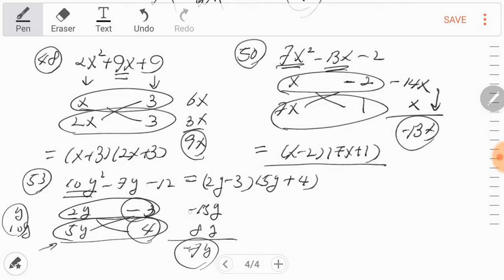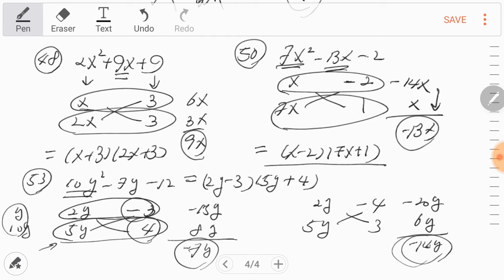If we selected 4 and, let's say, okay, let's try. If we select 4 and 3, then this is negative 20y. This is 6y. The sum is negative 14y. This result is different from the second term. So 4 and 3 is not right. In that case, we can switch these two numbers, 3 and 4, like this. So we had the right choice and we got the answer.